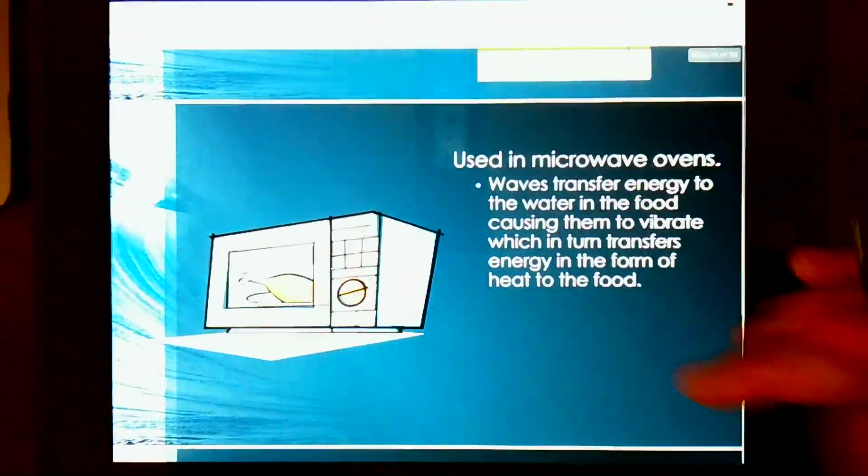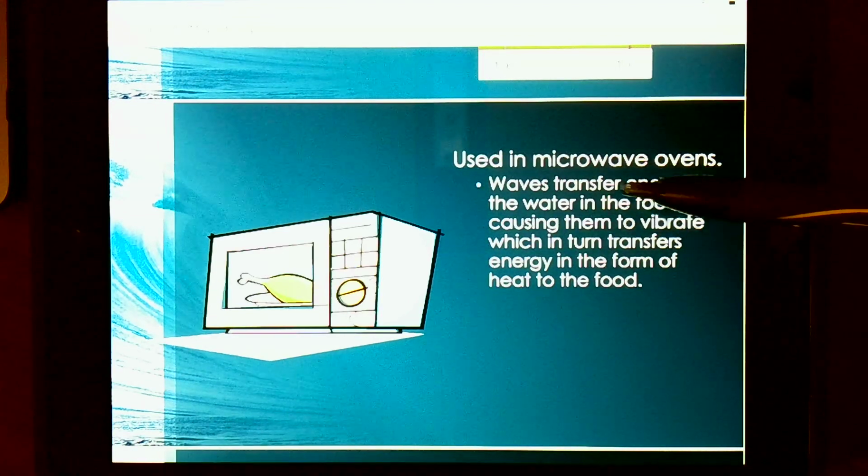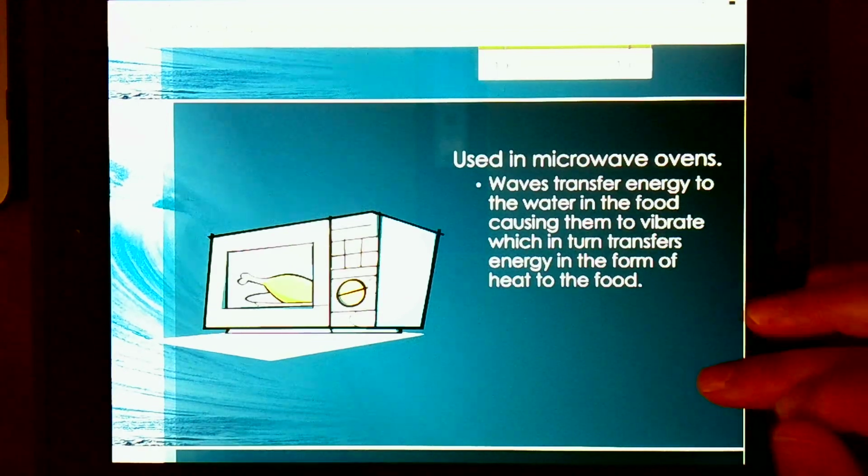I'm talking about microwaves. So, a fact here about microwaves. Did you know that when you're using microwaves, your food isn't actually heating up? Listen to this. It says waves transfer energy to the water in the food, causing it to vibrate, which then transforms that energy into the form of heat to the food. So the material you're actually eating is not heating up. It's the water inside of your food that is heating up. Those waves transfer the energy into heat energy, which heats up the food itself.